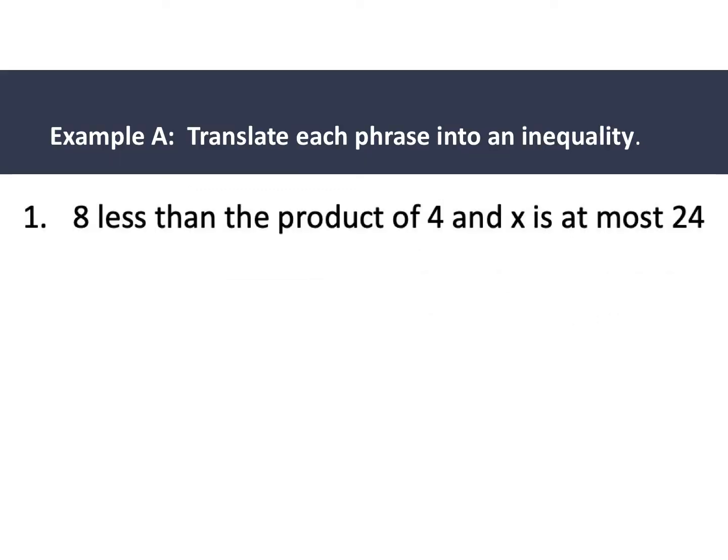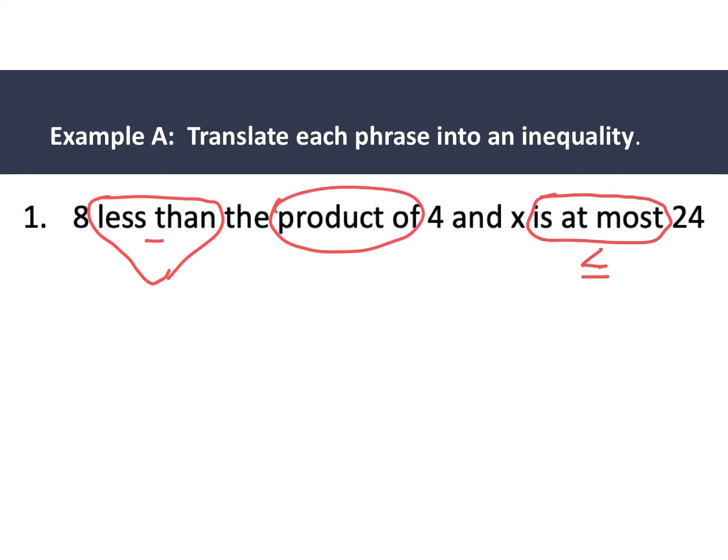Let's start by just translating simple inequalities. 8 less than the product of 4 and x is at most 24. I begin by circling key phrases and putting my symbols beneath these key phrases. Less than is subtraction, but when it's less than, remember that's our yield sign that causes the order to switch, and product of means multiply. I bring things straight down. The 24 is to the right, so it goes to the right of the inequality symbol.